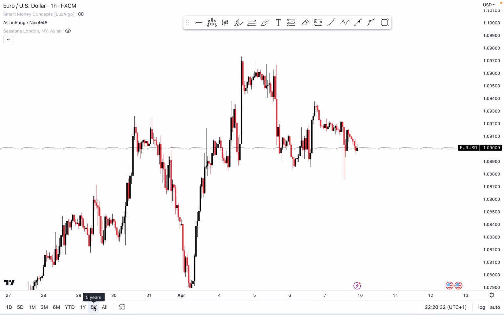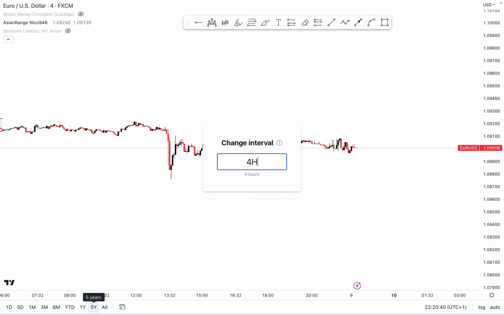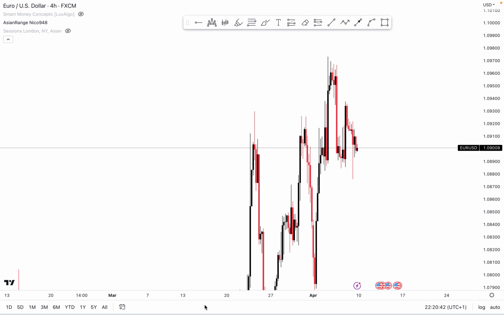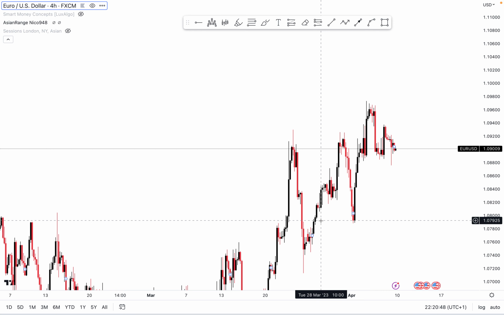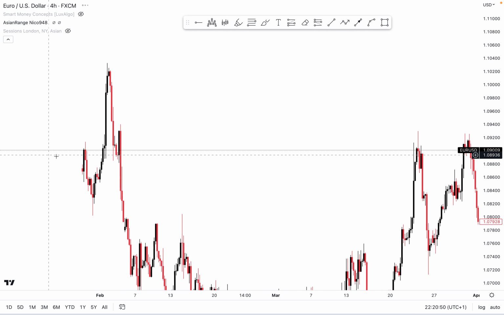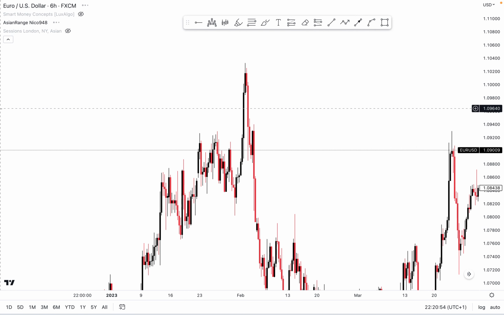So I'll just start with the 4-hour time frame and see where this market is going on the 4-hour time frame. Sorry, that's 1 minute, 4 minutes, 4 hours straight. So what I'm doing is what we call top down analysis. I see that there's something up here, so I can switch to 6 hours so I can see what's actually happening here.